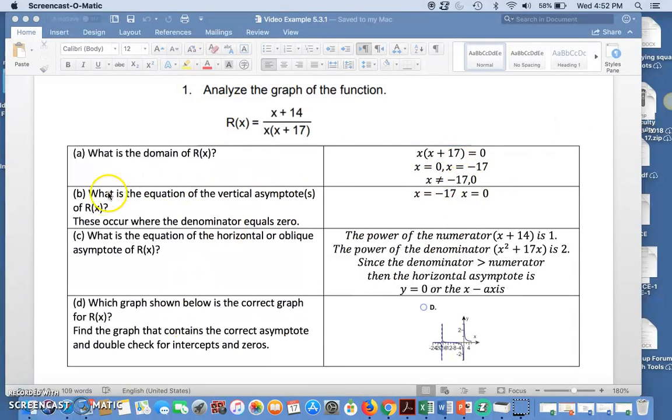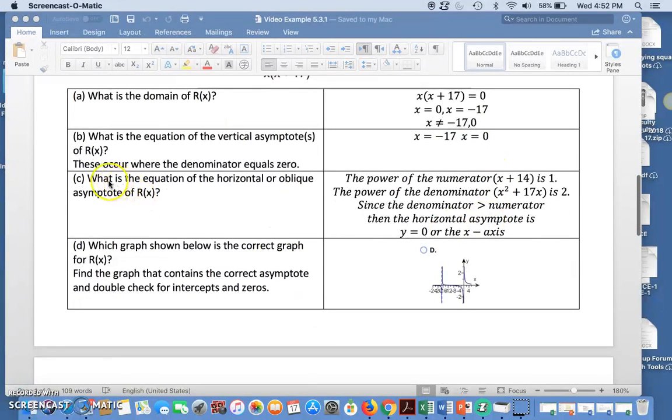Now, directly related to that is, what is the equation of the vertical asymptotes? These occur where the denominator equals 0. So it's simply x equals negative 17 and x equals 0. These are just vertical lines that go through where the bottom would have been 0.